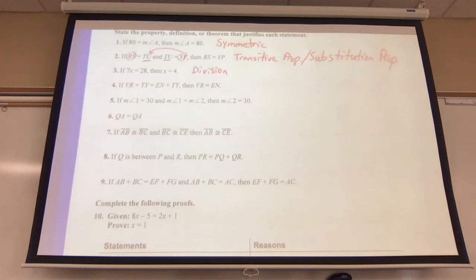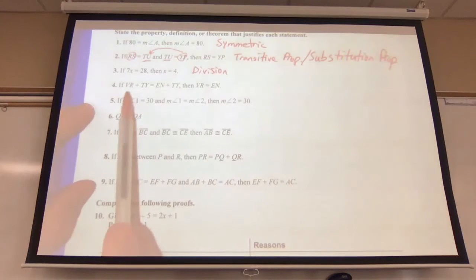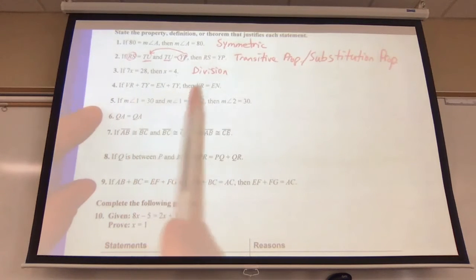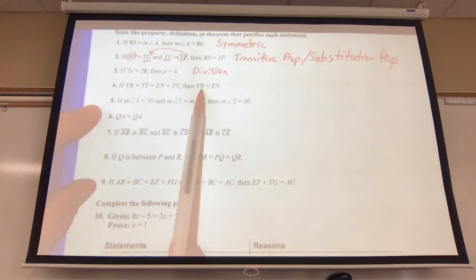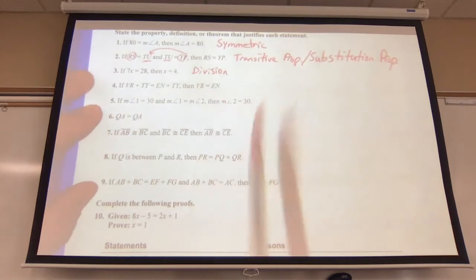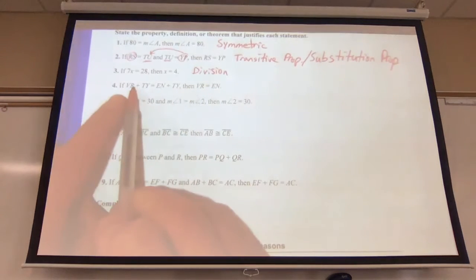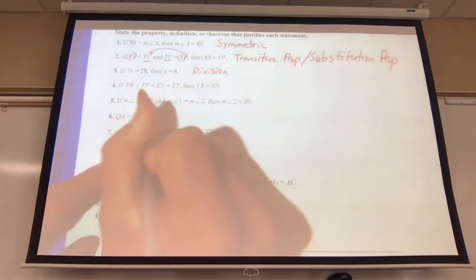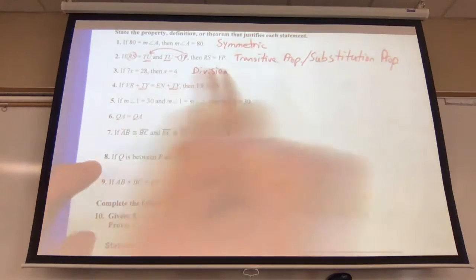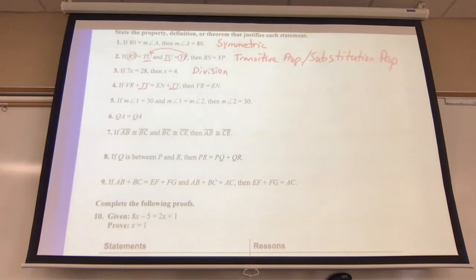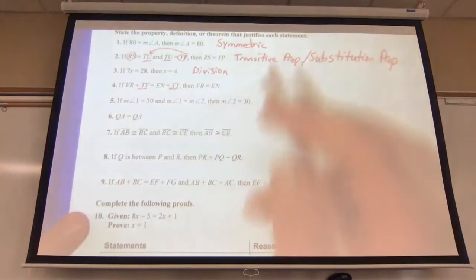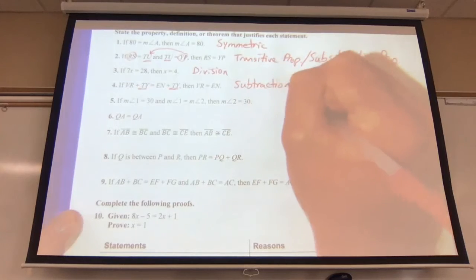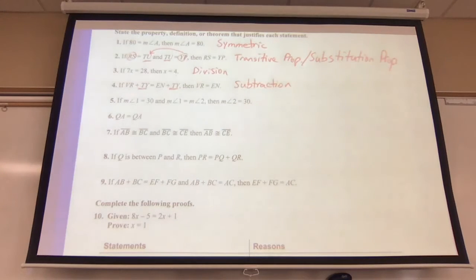Number 4, a lot of people struggle with number 4. If you look at the if part, it says VR plus TY equals EN plus TY. And then on the end here, VR equals EN. So what happened from the if to the then? The VR stays on the left, and the EN stays on the right. What they did is they got rid of the TY on both sides. And to get rid of the TY on both sides, they just subtracted TY from both sides. Subtraction property allows us to subtract TY from both sides. So that one's subtraction property.